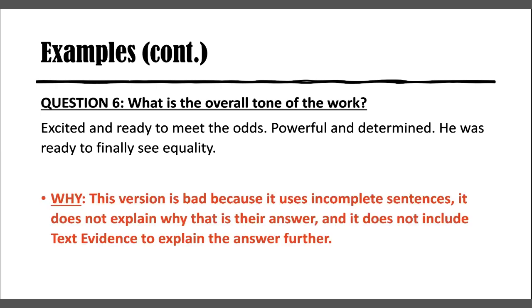It's actually a poor example because it uses incomplete sentences, number one. So, excited and ready to meet the odds, and powerful and determined, they actually are not complete sentences. These are fragments. And then also, it doesn't actually explain why that is their answer. Okay, so they say that they think this, but they didn't show us why they think this. And additionally, it doesn't include any text evidence. I don't see where they included a quote from the speech to further explain.